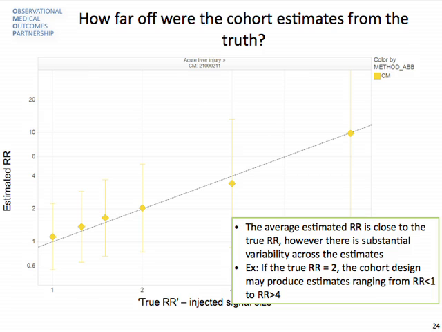A key message, if you take away nothing else, is just as we can't have a one-size-fits-all solution for methods, we can't have a one-size-fits-all solution for interpreting effect estimates. But in fact, every method applied to every database for every outcome needs to be properly calibrated to better understand what could happen so that you can more properly interpret what did happen when you did your individual study.